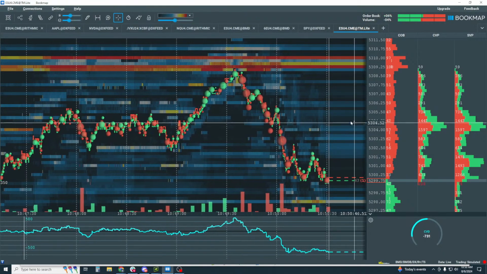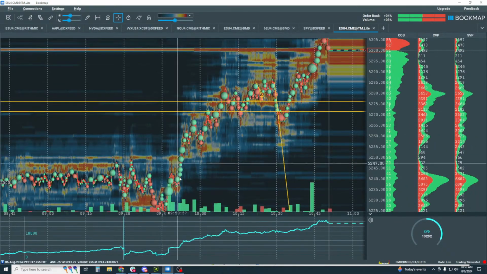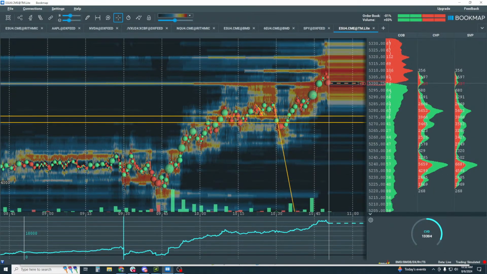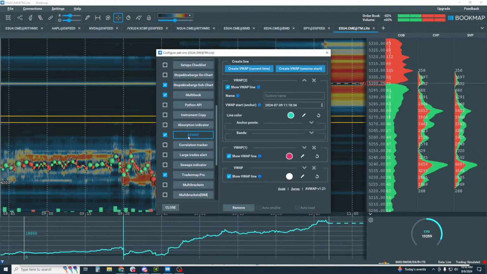Okay, Caesar, let me put the anchored VWAP on here. Sure, let's do it on the low here, right? So you're looking at down here, is that right, Caesar? Let's do it. Anchored VWAP. Create a VWAP in here.